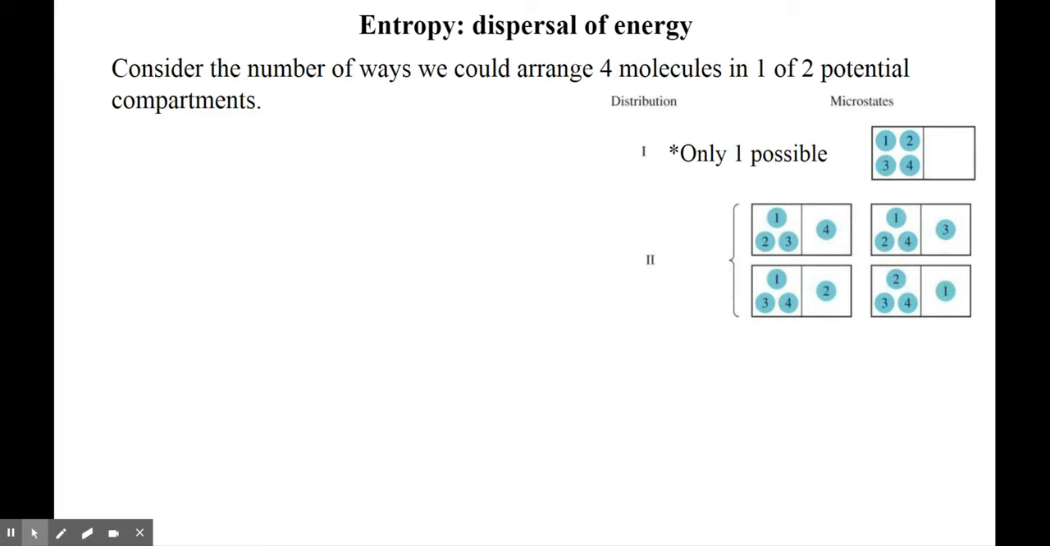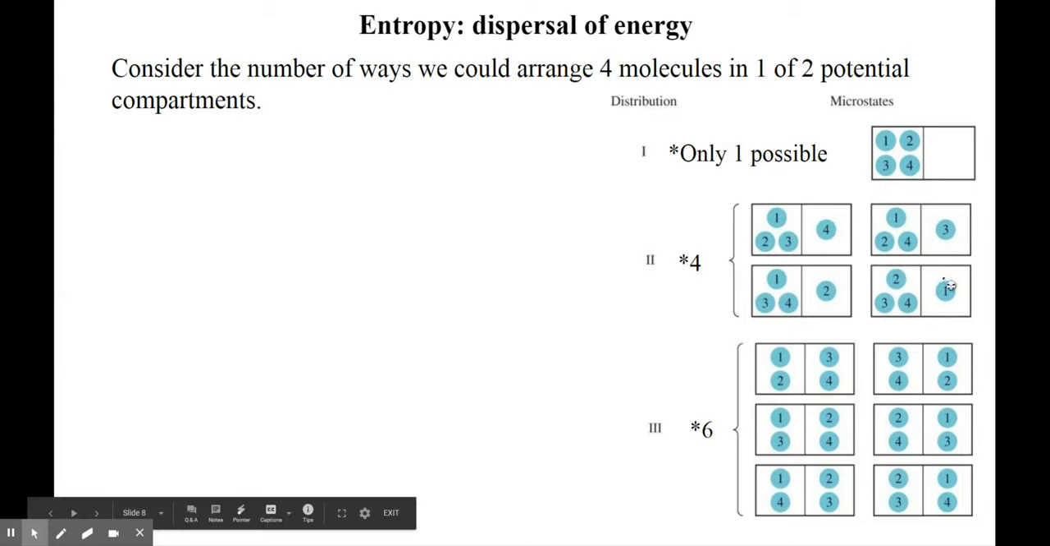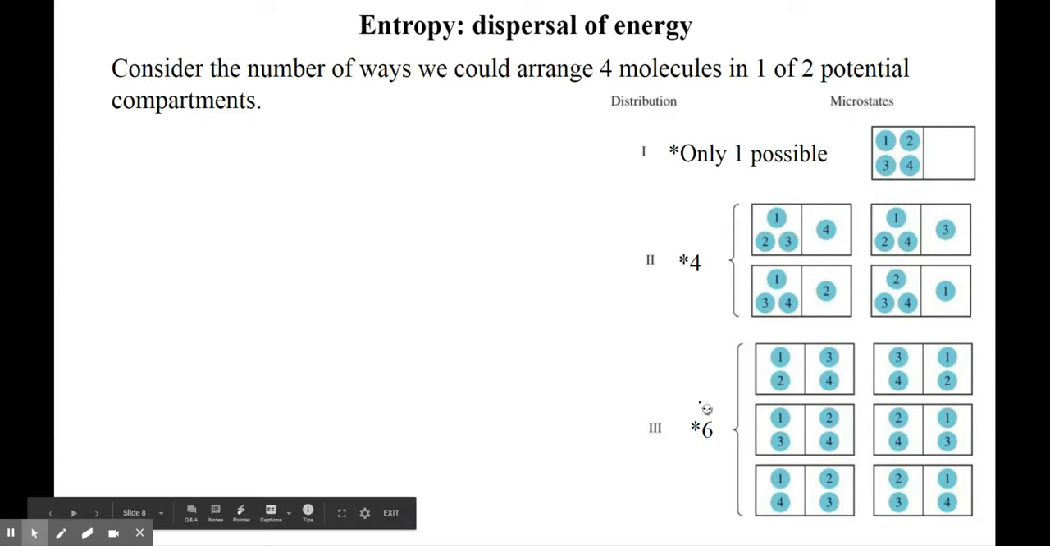But imagine if it was in a 3-to-1 ratio. So here's a possibility and there's a possibility there and there. So there are 4 different ways you could arrange this distribution. Well, what if it's 2 and 2? Now there are 6 different possibilities. And so of all of the different ways you can arrange just these tiny 4 molecules in these two compartments, the most probable is going to be number 6.